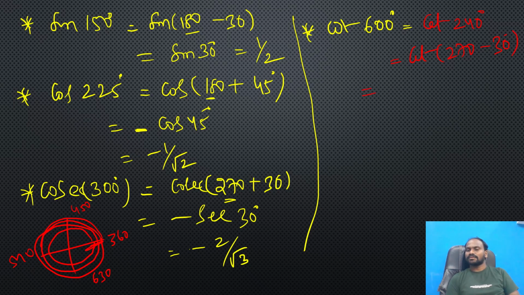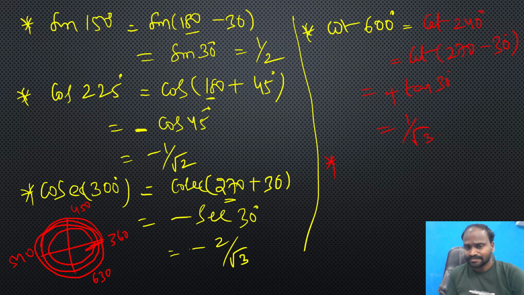270 minus theta, third quadrant. In the third quadrant, cot is positive. So for 270, cot will change to tan 30, which is going to be 1 by root 3. Like this, whatever the angle they give, we can convert and do it.